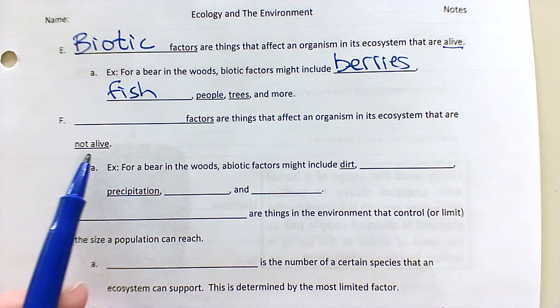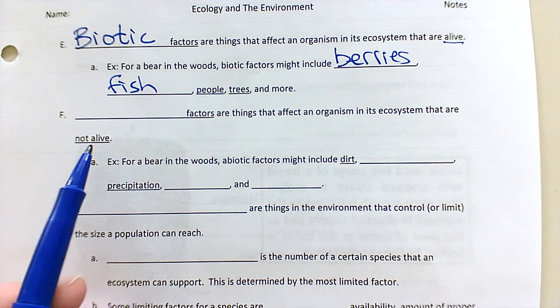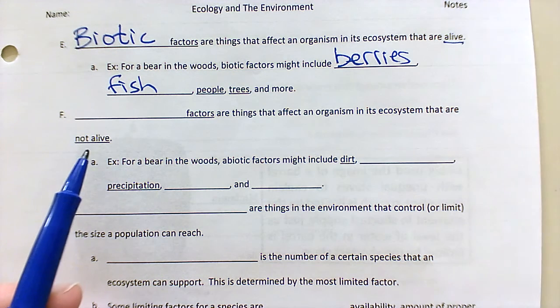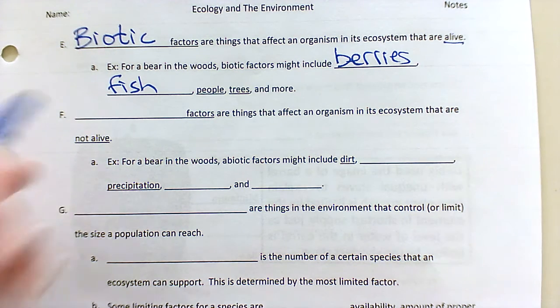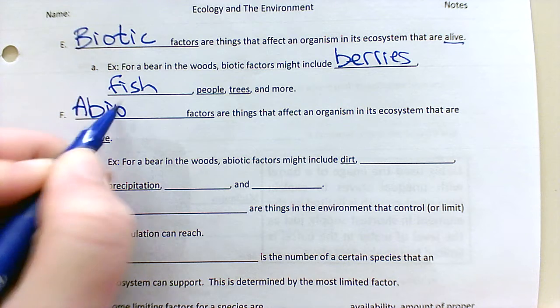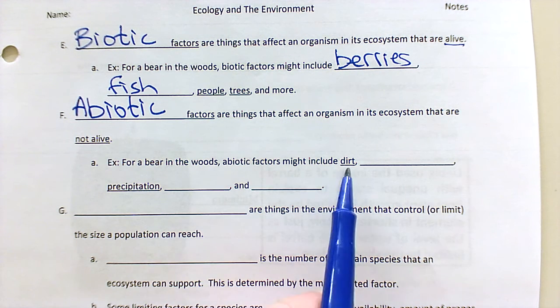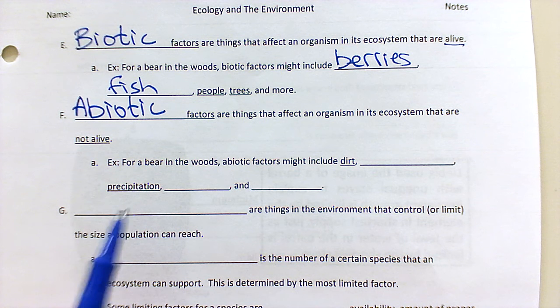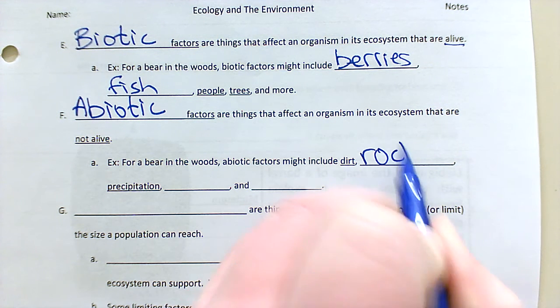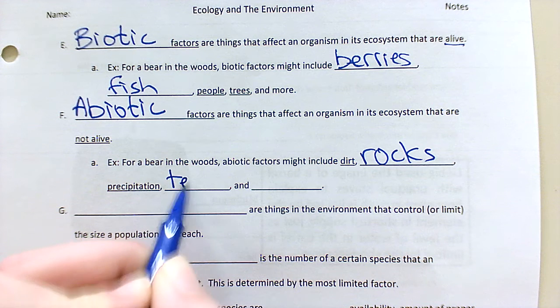All right, so then we have the alternative, things that would affect an organism that are not alive. There's the abiotic. Okay, so we'll stick with our bear in the woods example. So I gave you dirt, precipitation, rain, snow, sleet, hail, etc. Rocks, sure. Temperature.